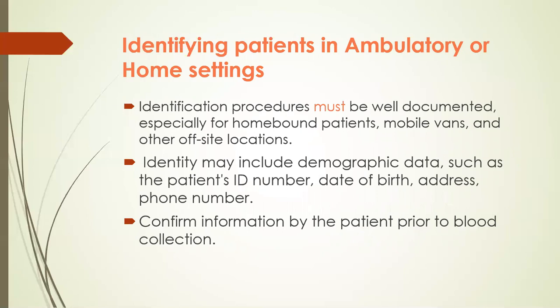Identifying patients in the ambulatory or home setting. Your identification procedures must be well documented, especially for homebound patients, patients who visit the mobile vans or any of the off-site locations. The identification information may include demographic data such as the patient's ID number, their date of birth, their address, their phone number. You want to confirm all of this information prior to any lab draws, okay?